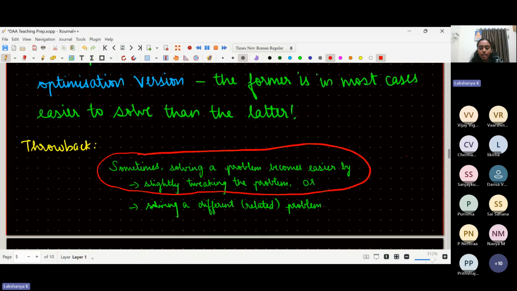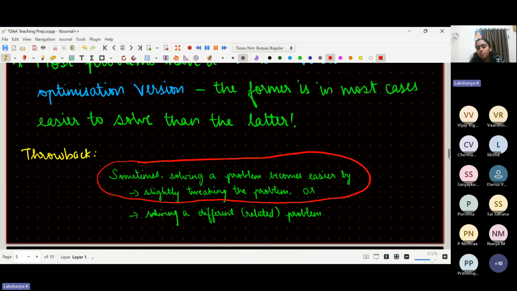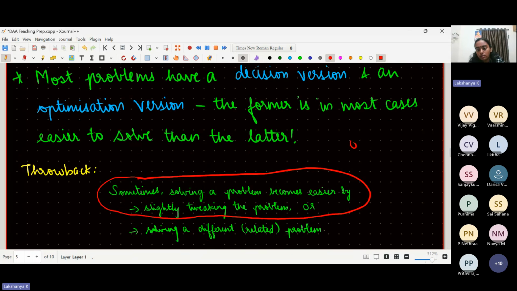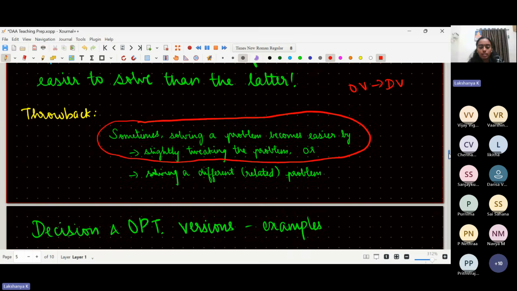So the whole idea of complexity classes, if you remember that we started out, was we want to solve problems better, but not in terms of designing algorithms, but by playing around with the questions. One way to do that is, if you have an optimization version, if you can convert it to decision version, it might make it easier for you to solve, right? That's the idea. So you get the idea?